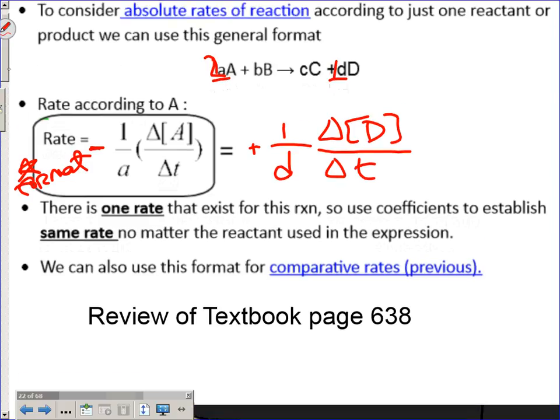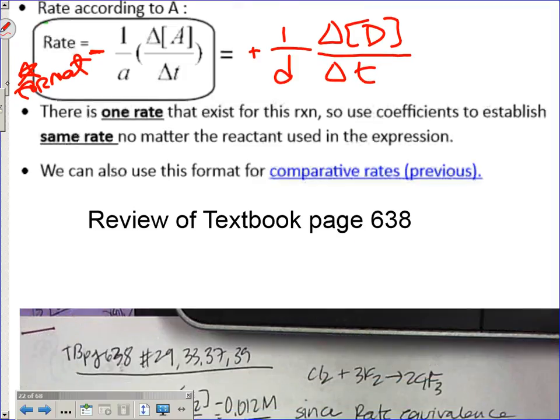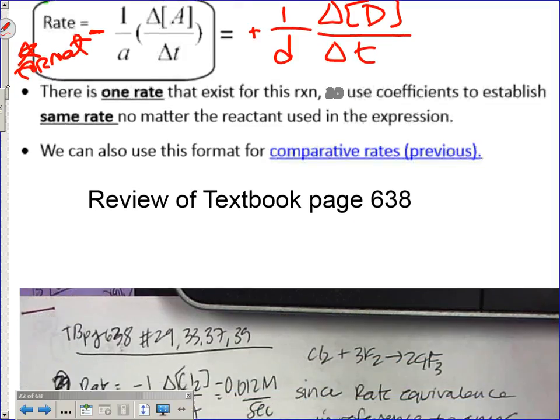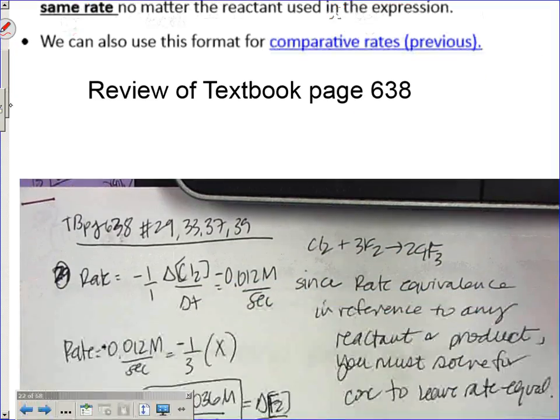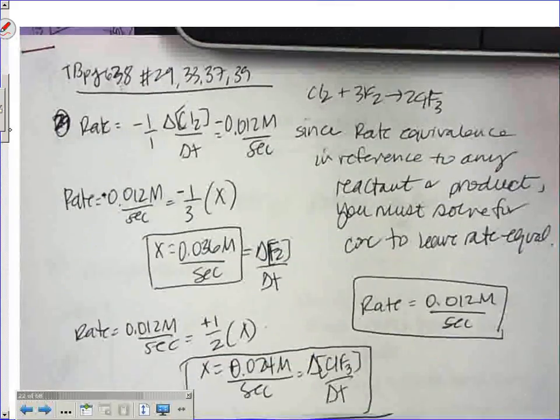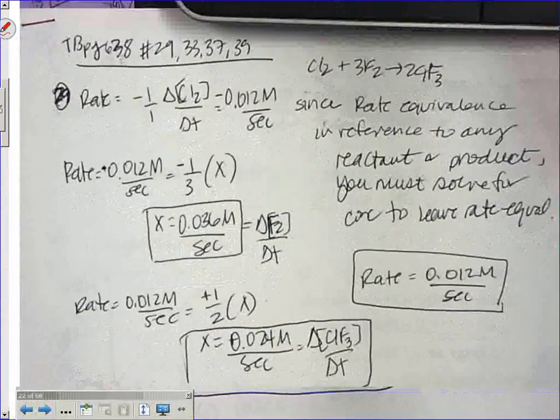This was from the other day. So the coefficients help establish the relationship with respect to that particular coefficient or that particular reactant.